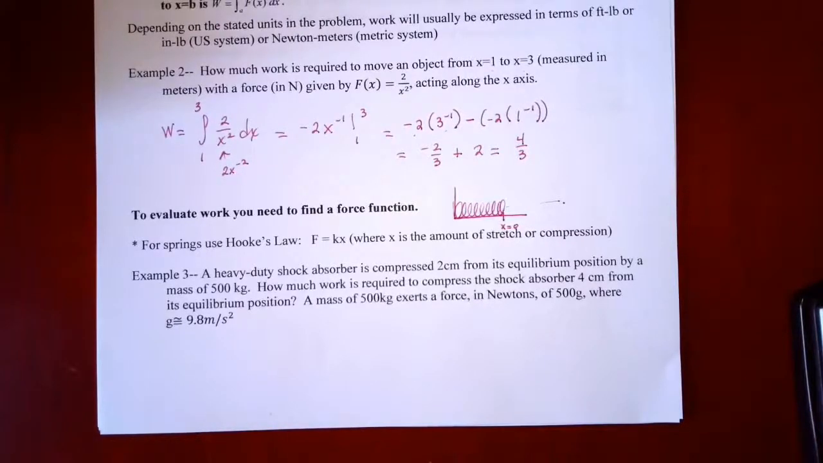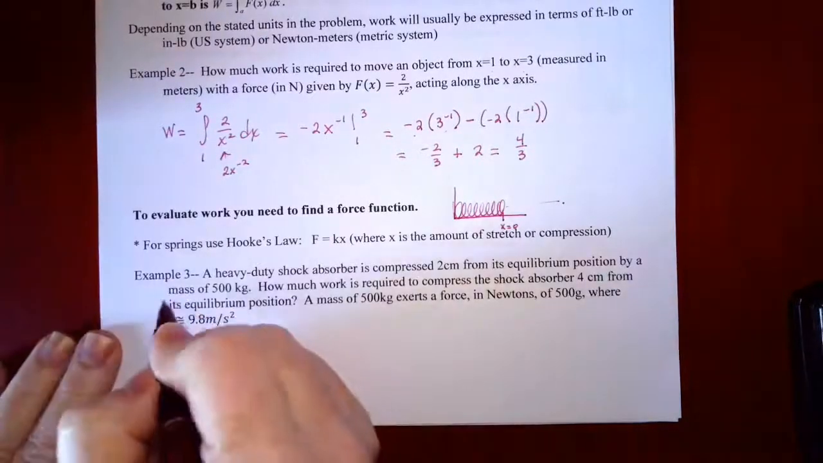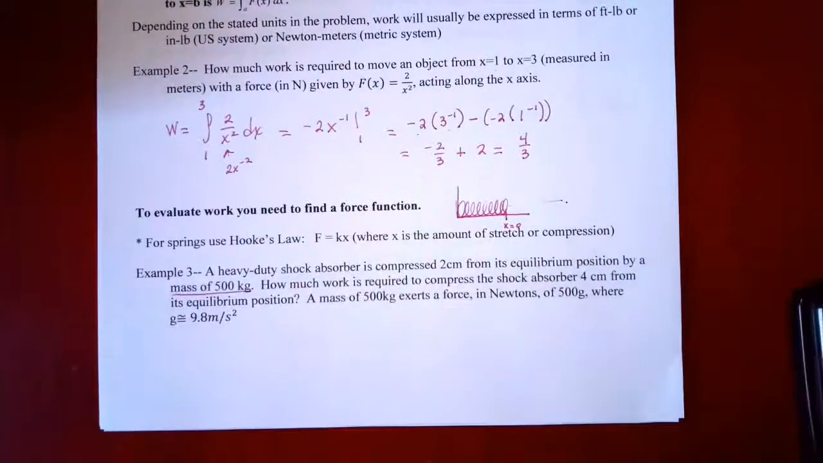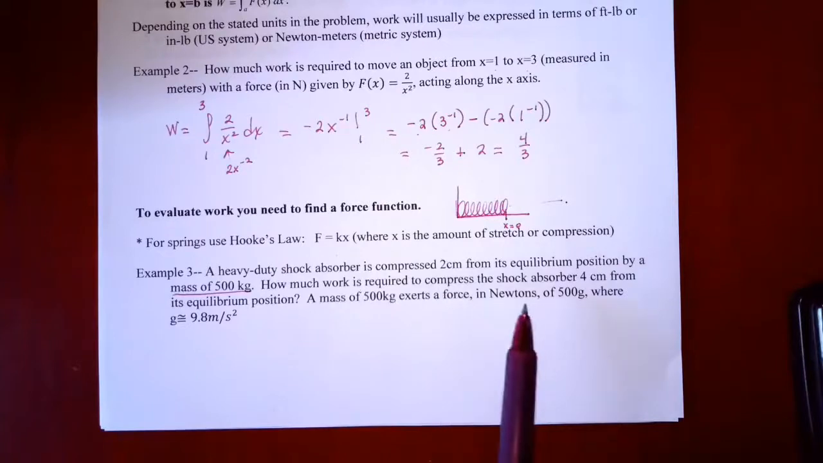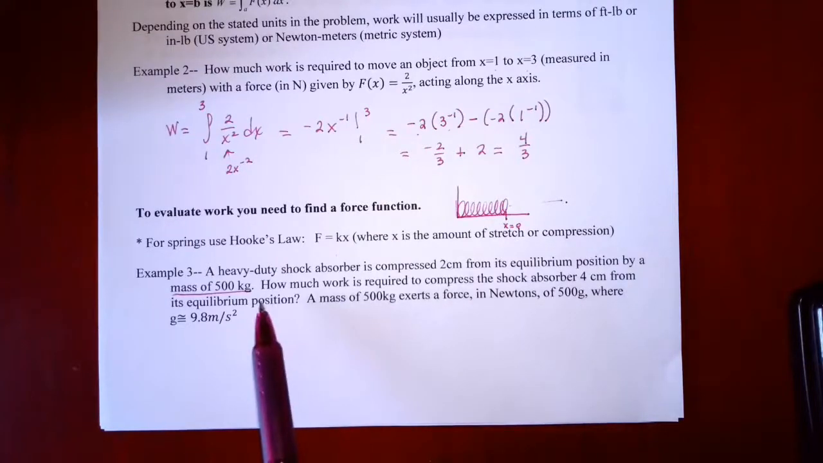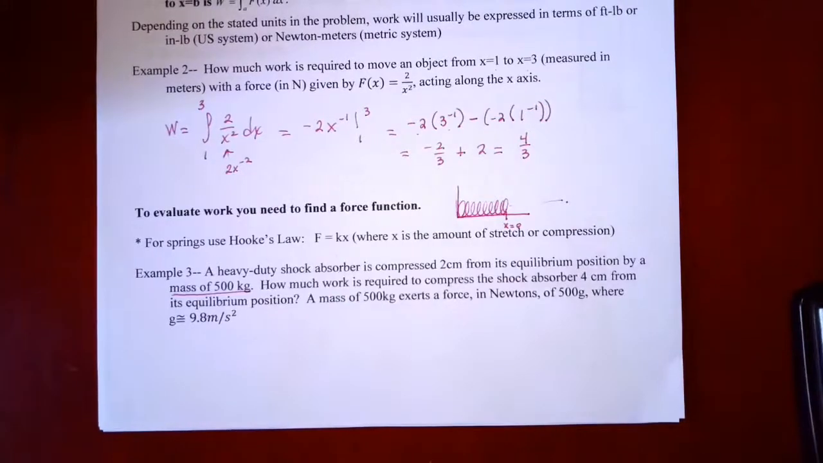All right, so we have a heavy-duty shock absorber that is compressed 2 centimeters from its equilibrium position by a mass of 500 kilograms. Notice they didn't say a force of, say, 500 newtons, so we're going to have to do some conversion. But what we want to know is how much work is required to compress the shock absorber 4 centimeters from its equilibrium position. Before we can figure out how much work is done, we need to figure out a force function for this particular spring.